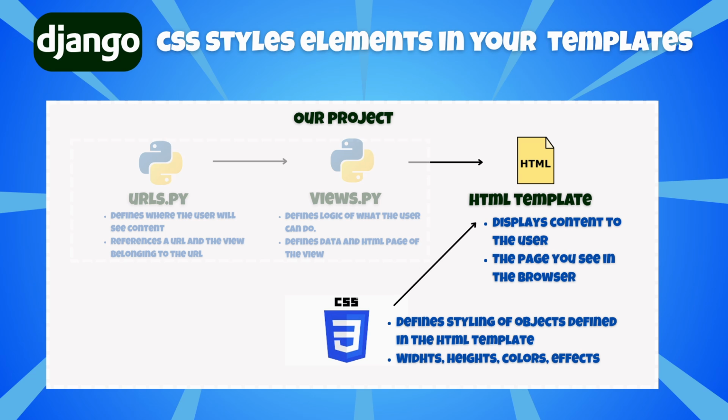So in the last videos, we've already experimented with URLs, views, and HTML templates. And in the HTML template, we are able to display content to the user by creating different elements and showing data on that page. Now, what CSS does, which means Cascading Style Sheets, is define the styling of different objects that we define in the HTML template. And that allows us to set certain widths, heights, colors, effects, but for example, also typography.